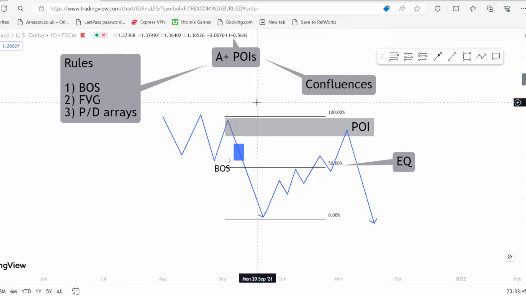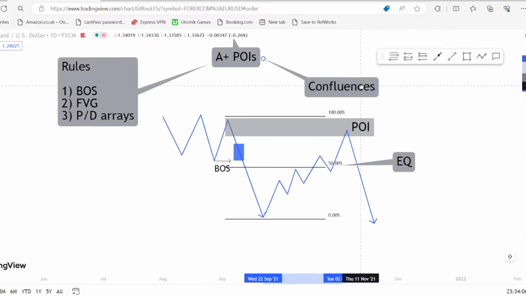So these are three critical rules, essentially, not confluences. These are rules you need to determine a successful POI, right? A high probability POI that matches the rules. If you don't have one of these rules, the chances of your POI being successful and being A plus is much slimmer. So it's important to understand that. So with these rules being said, let's go to the chart, and we're going to be dissecting it from a rules-based perspective, but also from confluences.